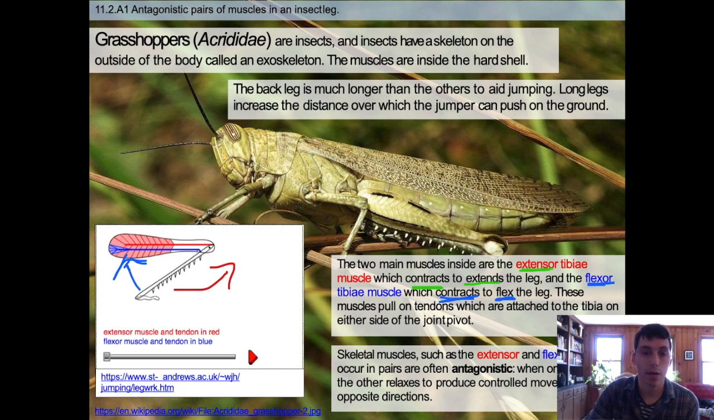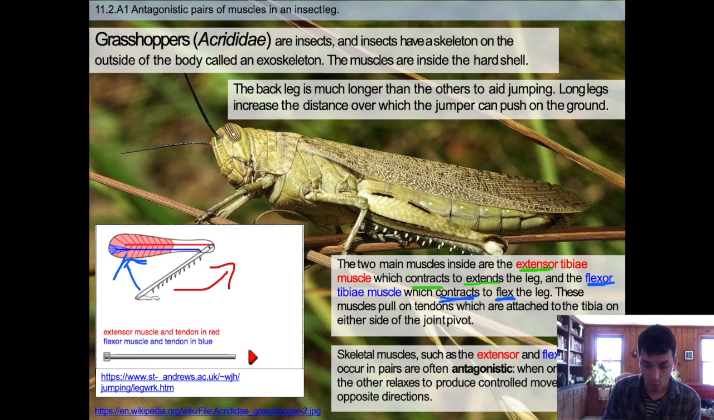So these are antagonistic muscles because they pull in opposite directions. One of them is going to pull it this way, the other one's going to pull it that way. Antagonistic muscles are really important because you need to be able to move your bones back to their original position after you move them. Something like walking wouldn't work if you couldn't move your leg back into its original position. So those are really important.